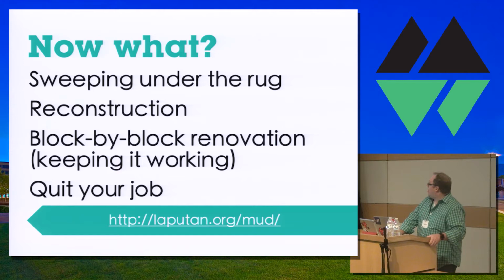So now what, right? Well, we have several options available to us. Addressing a ball of mud is pretty difficult, and you have a few choices. So we could sweep it under the rug and put it inside a black box and forget about it. We could tear it down and rebuild from scratch. We could do block-by-block renovation. These are all part of the ball of mud pattern and how to address it. You keep the whole thing working, but you reconstruct it block by block, or you can quit your job.